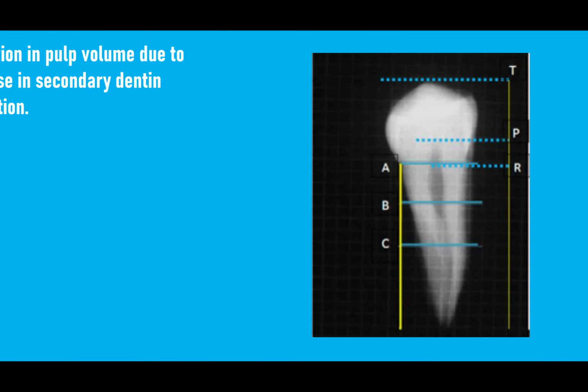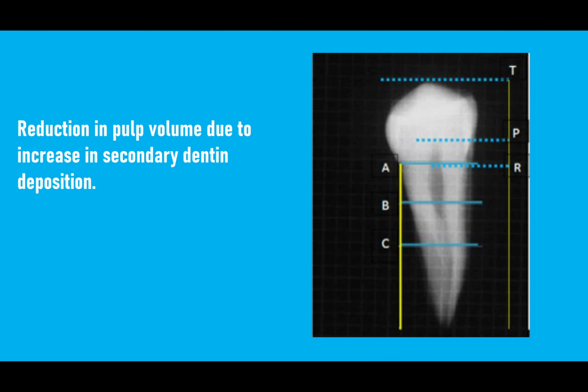Second change that happens in pulp with age is the reduction in pulp volume due to increase in secondary dentine deposition. As with time odontoblastic cells deposit dentine, that is secondary dentine, they continuously deposit, and because of this deposition the pulp cavity becomes smaller and smaller with age, and as a consequence pulp volume decreases and decreases with age.